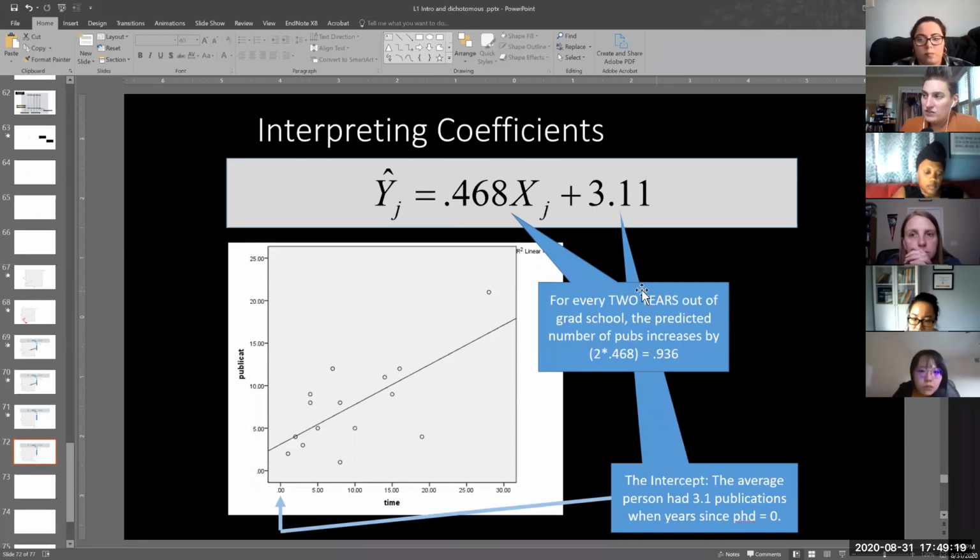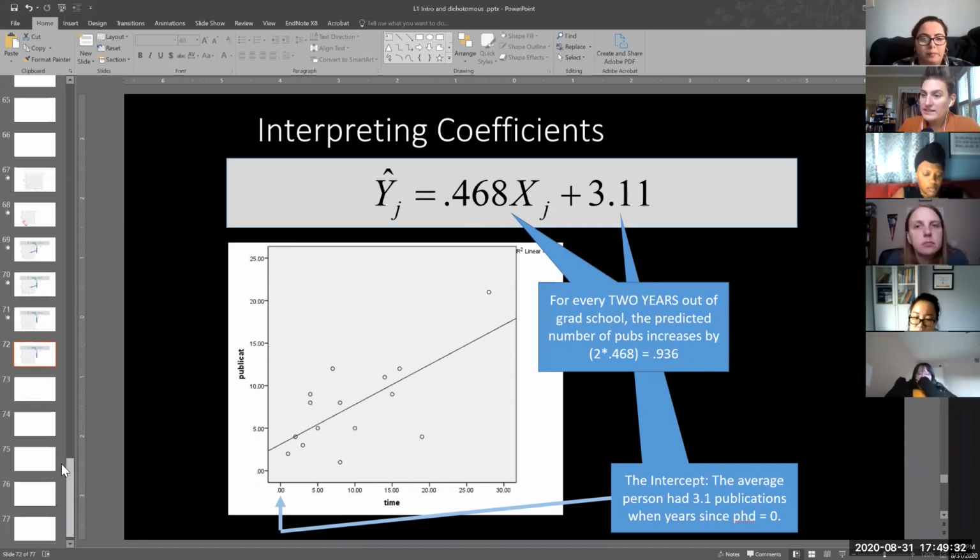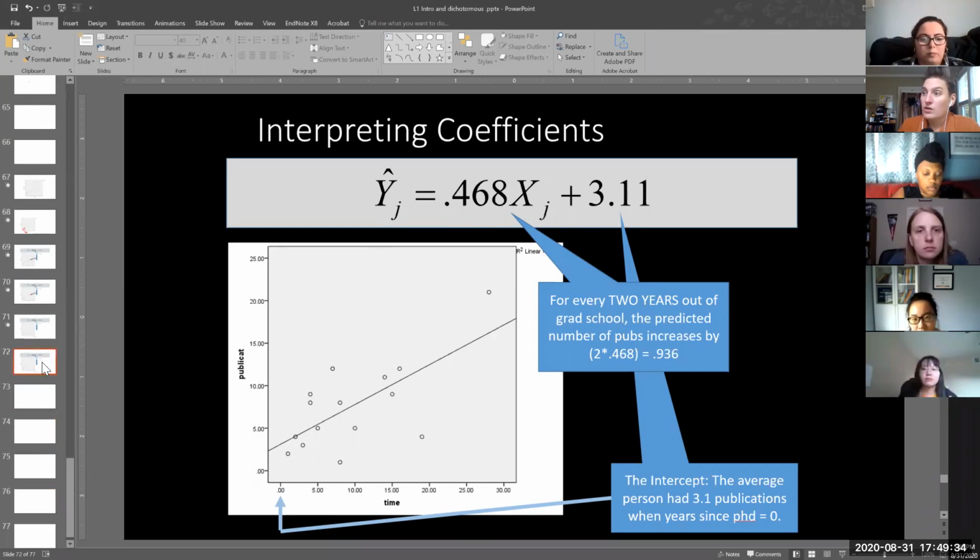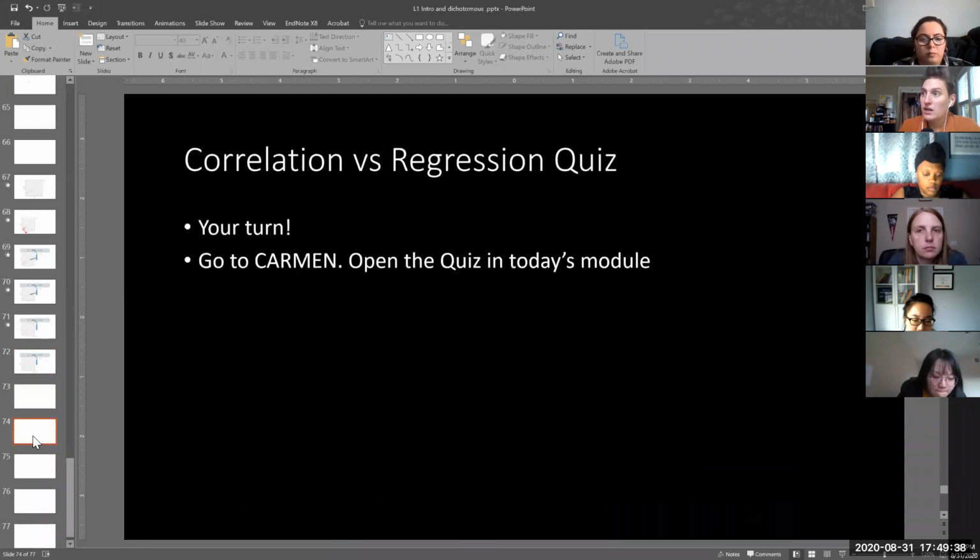Now I did this again just to say that in order to get to 1 publication, you needed 2 years. 2 years to get to 1 publication. Otherwise, you're at half a publication per year. So that's how the equation of the slope of this line works.